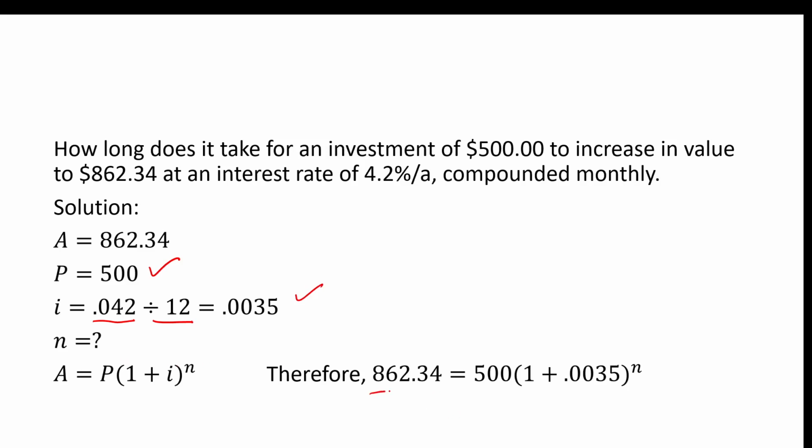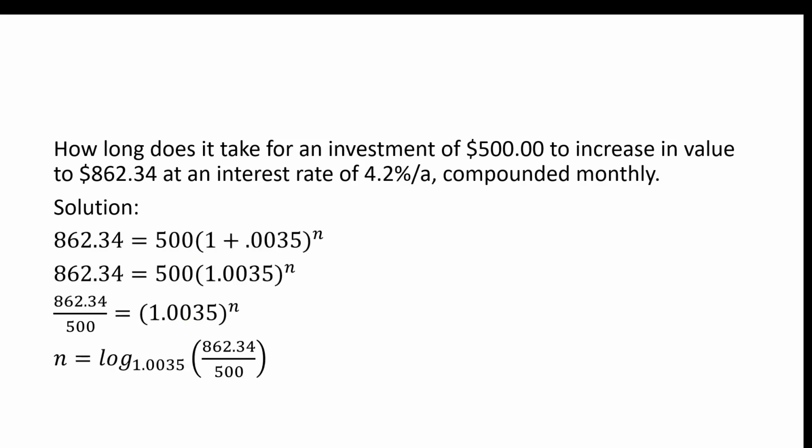So we'll say that 862.34 equals 500 times 1.0035 to the exponent n. Okay, well, what we're going to do, we have to isolate n. So first thing we're going to do is divide both sides by 500. And we'll have 862.34 over 500 equaling 1.0035 to the exponent n. That'll mean that n is equal to the log base 1.0035 of the number 862.34 over 500.